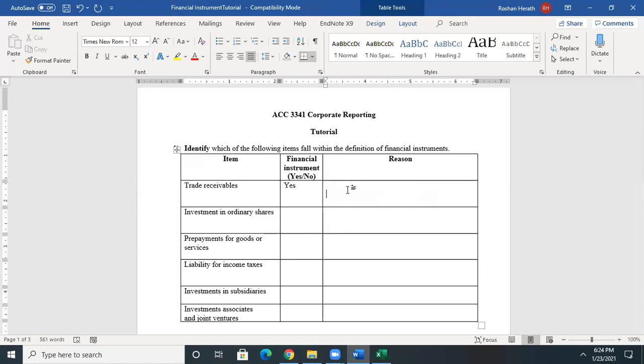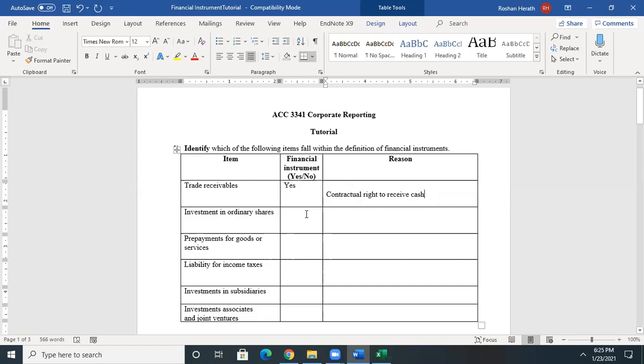Because it represents the contractual right to receive cash. Contractual right to receive cash. So if you have a contractual right to receive cash or another financial instrument, yes, it's a financial instrument. So here it does. So it's a financial asset.